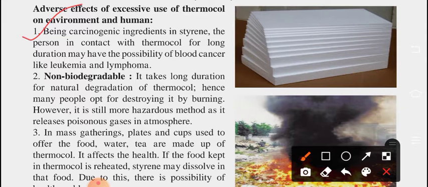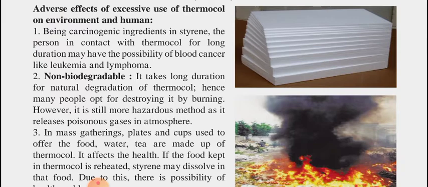There are carcinogenic ingredients in styrene. A person in contact with thermocol for a long duration may have the possibility of blood cancer like leukemia and lymphoma. So because of contact with thermocol, there will be a possibility of blood cancer.